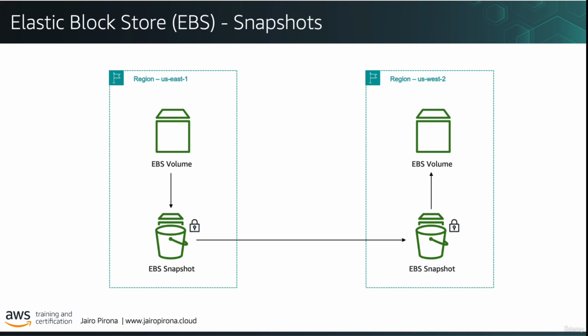Snapshots can also be encrypted and shared both with other AWS accounts and publicly. Users who have access to your snapshot can use it to create their own EBS volumes, and the original snapshots will not be affected.